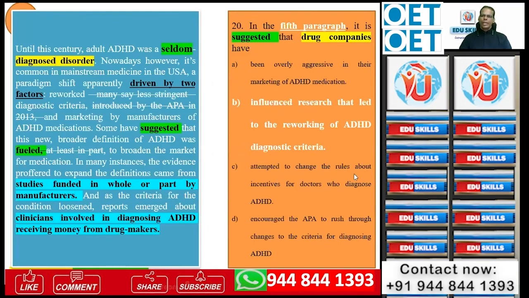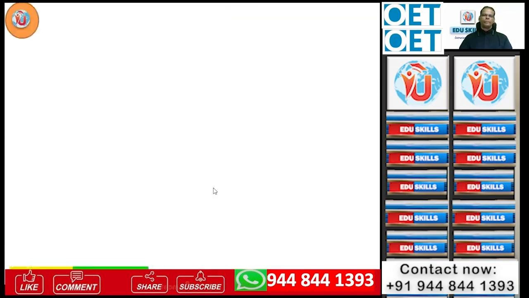Third option is attempted to change the rules about incentives for doctors who diagnose ADHD. There is nothing about rules about incentives. The whole paragraph doesn't speak anything about rules about incentives for doctors. It speaks only about them bribing clinicians or doctors or health professionals. Fourth one, encourage the APA to rush through changes to the criteria for diagnosis. Nothing is mentioned about them influencing the APA. They are speaking about influencing the clinicians or the health professionals. So that also can be eliminated.